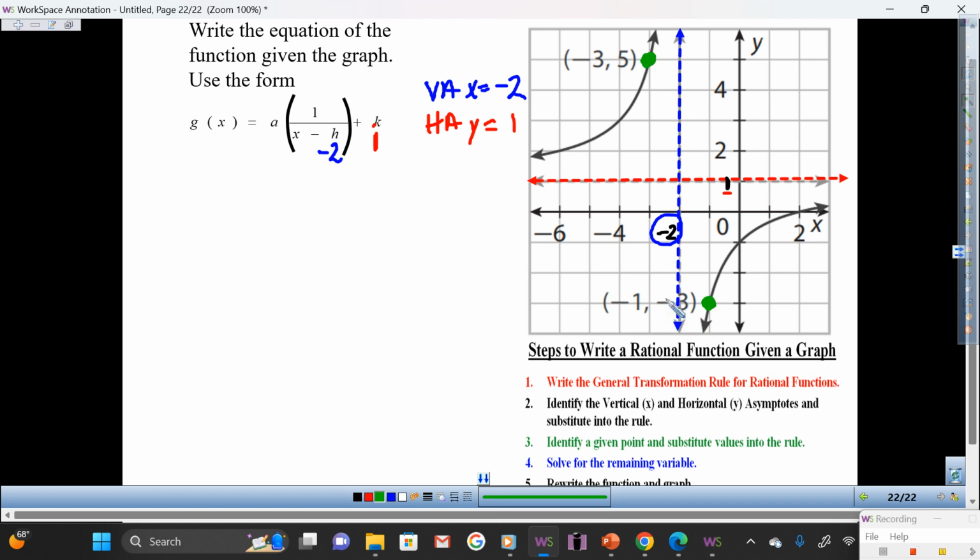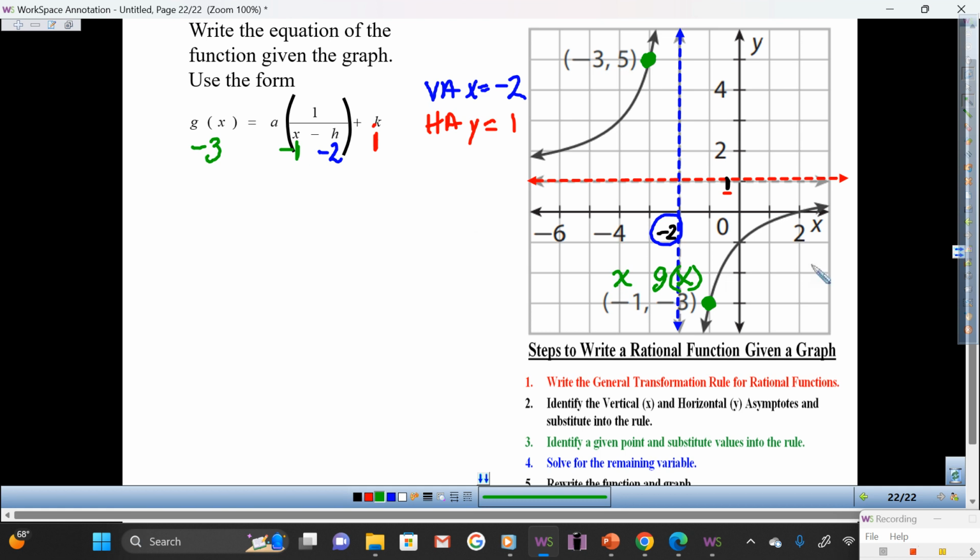-1, -3. Okay, so we're going to use this point. So I'm going to label this X. And this one, instead of Y, is what? G of X. So now we have values to substitute in here. So instead of G of X, I'm going to substitute -3. And instead of X, I'm going to substitute -1.